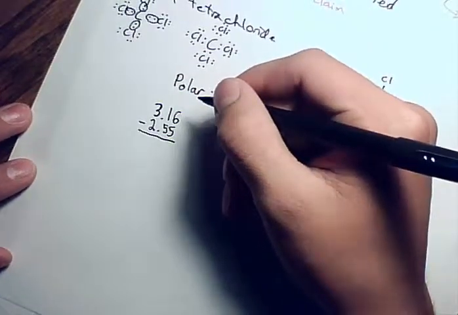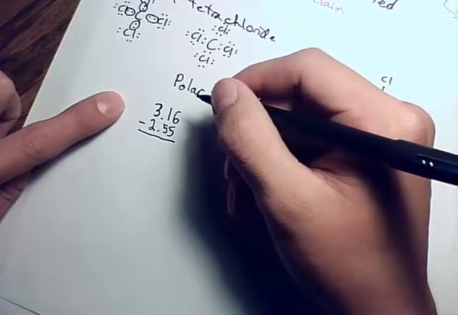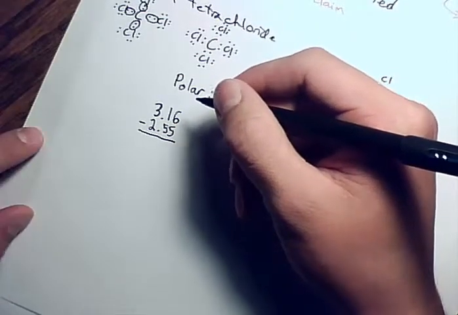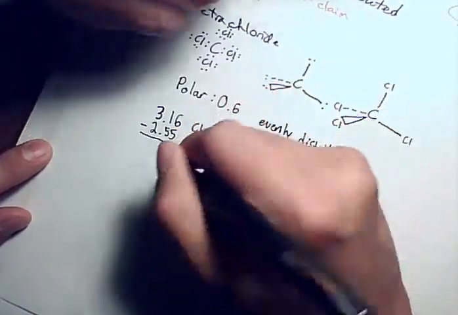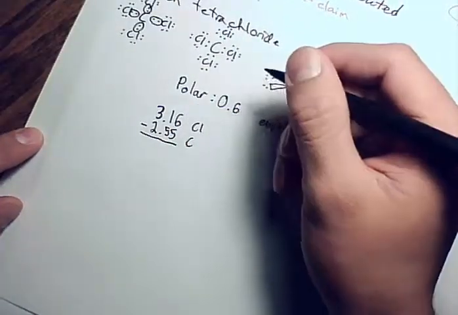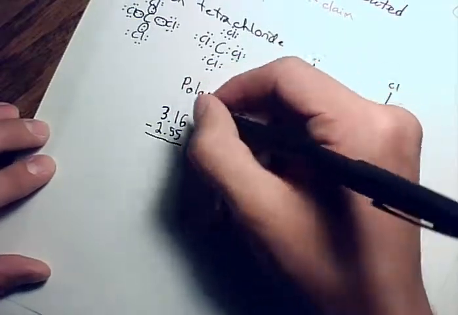Now, what do those numbers apply to? The top one is chlorine. Okay, so you need to label that somehow so I can see that. Okay, and I showed you how to label those up here, in the previous problem.